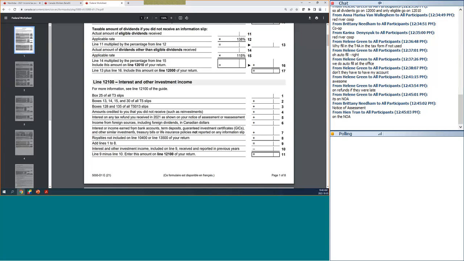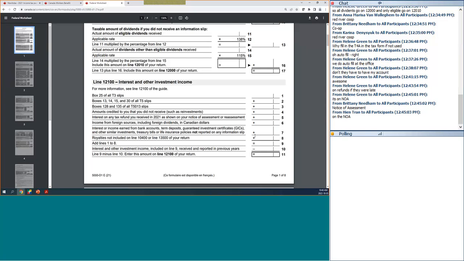Interest from bank accounts that's not on a slip. Anything not on a slip, bank accounts, guaranteed income certificates, guaranteed investment certificates, treasury bills, life insurance policy interest, anything you receive has to be there.